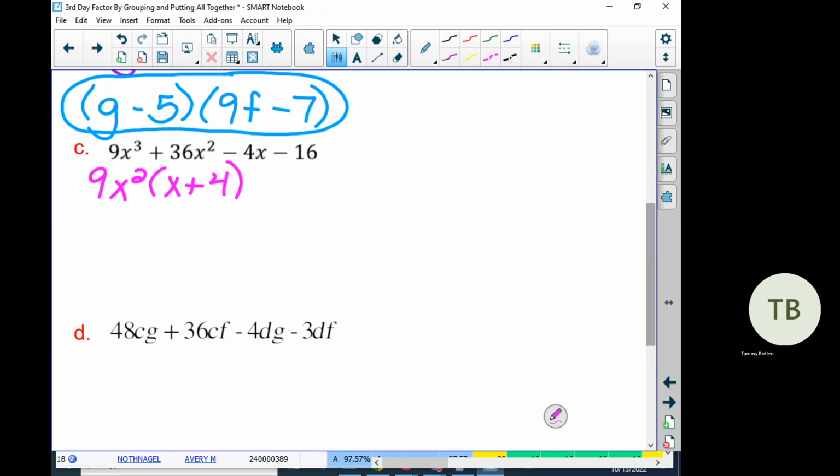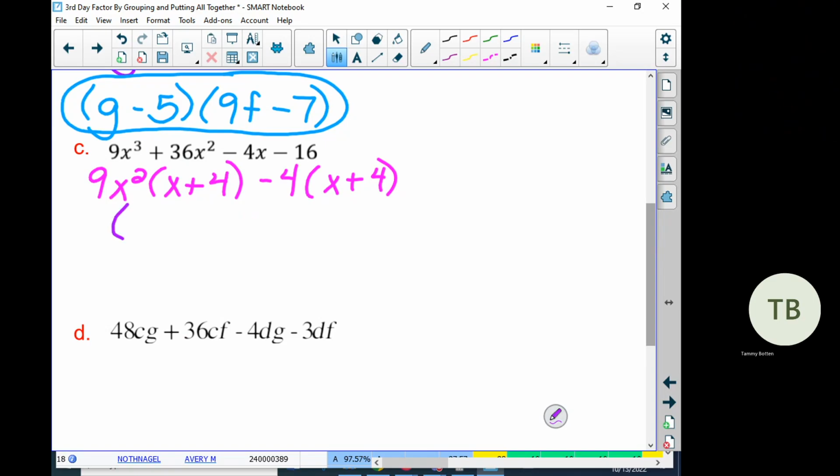Everybody understand that? So again, look how my third term is negative. So what I would do is write down this X plus 4 again. And then I'd figure out what needs to go here. Okay. So what times X is going to give me a -4X? That's a -4. And then I would check, is -4 times 4 -16? And it is.